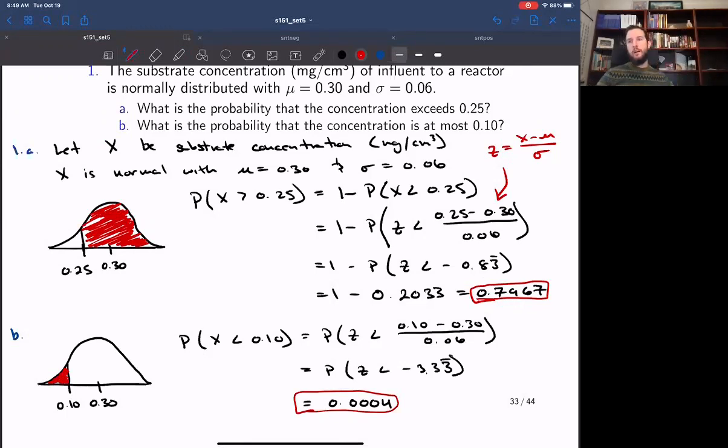It depends on the value you're looking for, Brooke. The normal tables are cumulative tables, so they always give us area to the left. So in general, if I want an area to the right, I would subtract from 1.